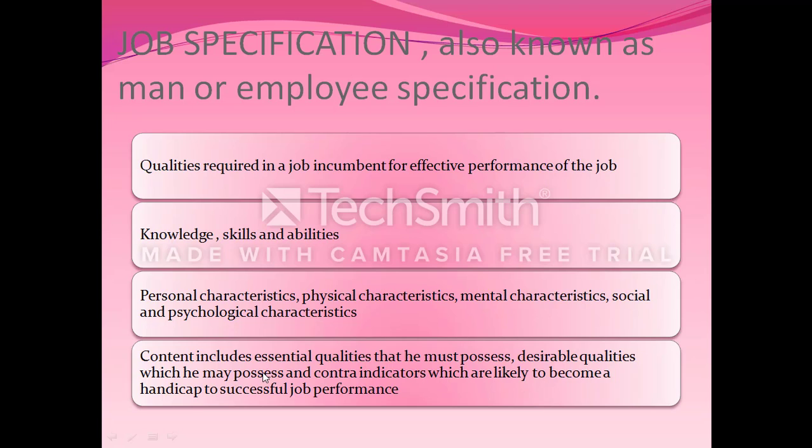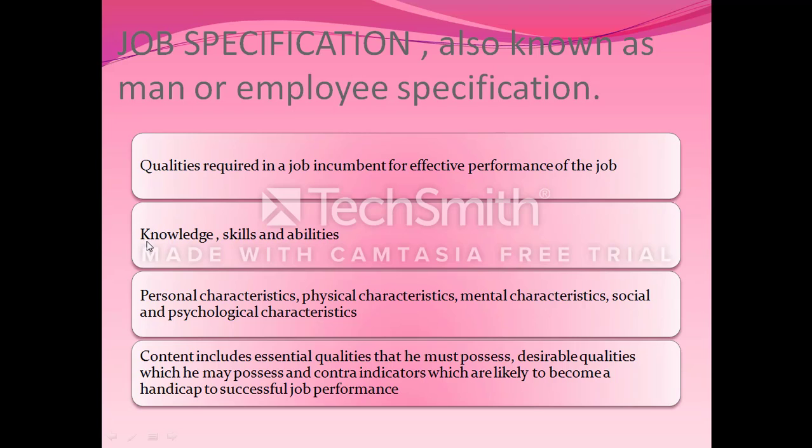Contents include essential qualities that he must possess, those skills which may be helpful or which he may possess, and indicators which he should not possess, otherwise it will act as a hurdle in the organizational performance or duty performance or job performance. So there is a difference between knowledge and skill.